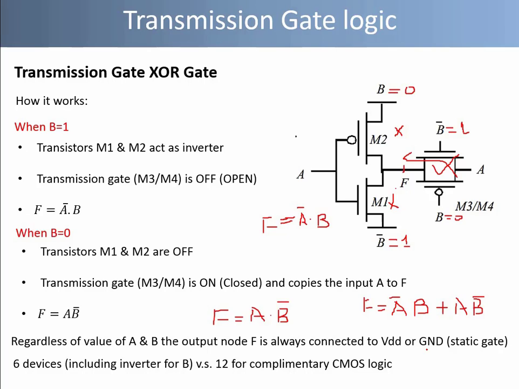As far as complexity is concerned, this realization of the XOR gate requires 6 transistors, including the transistors for obtaining B complement, and the same implementation when carried out using complementary CMOS logic has a complexity of 12 transistors. So here we can see the advantage of transmission gate logic in terms of complexity.